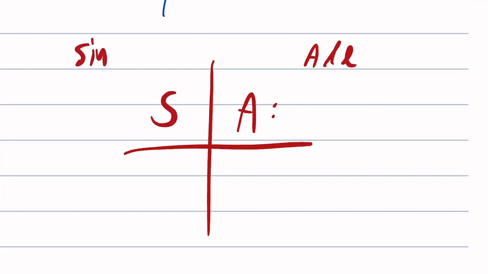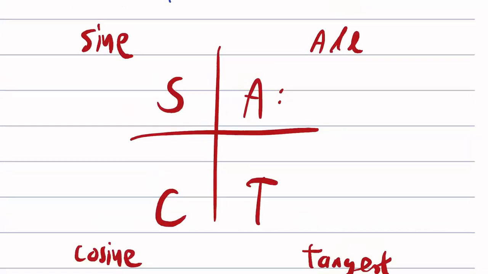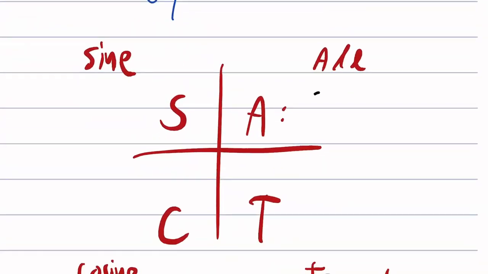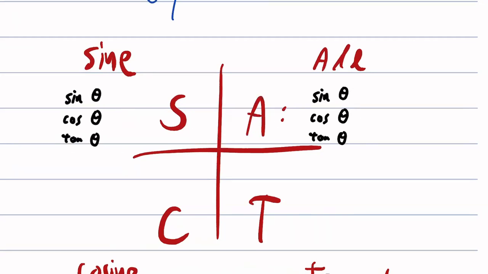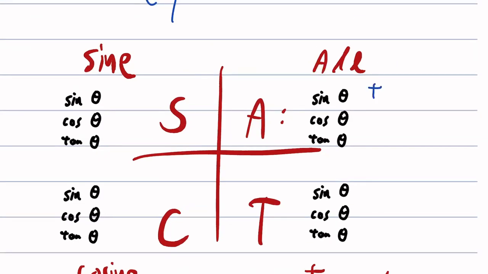S is referring to sine. C is referring to cosine. T is referring to tangent. When I say all, what I mean is, sorry, let me copy this down first. 4 times. The first one and the fourth one. So when I say all, what I mean is positive for sine, cosine, tangent. When I say sine is positive, I mean sine will become positive, the others will be negative.